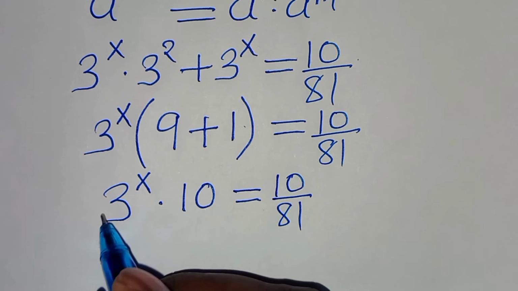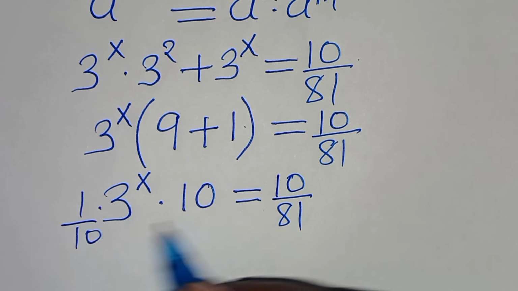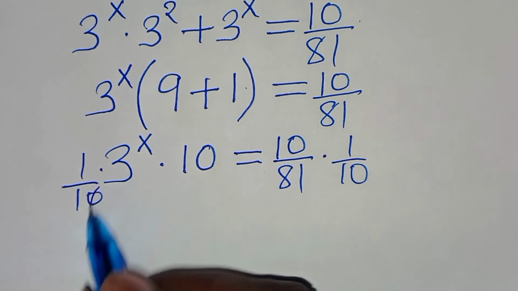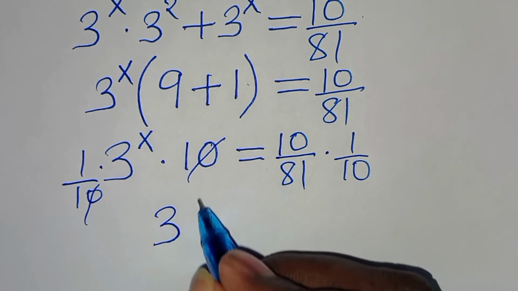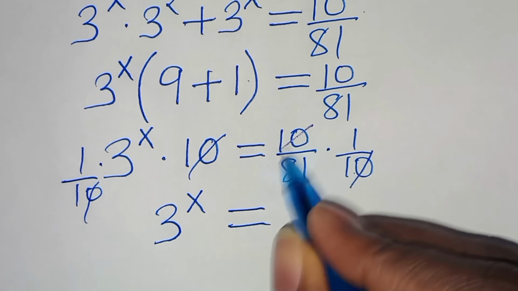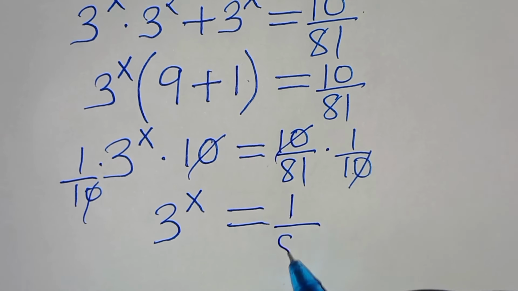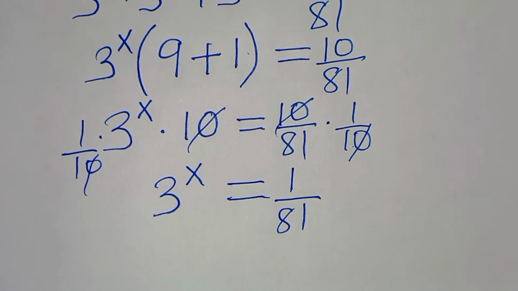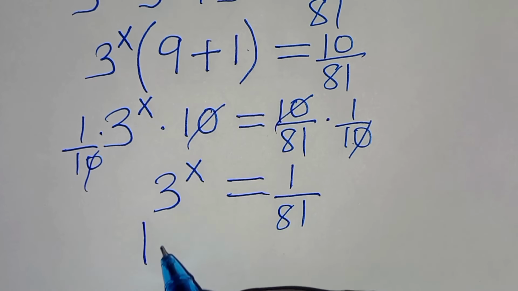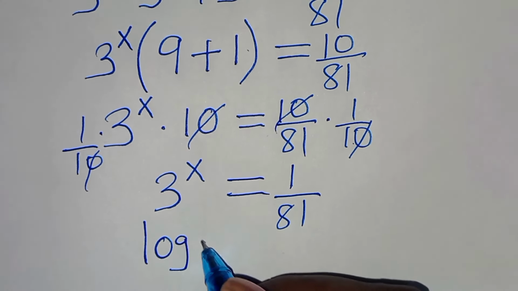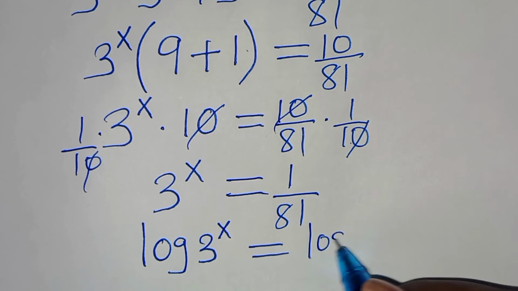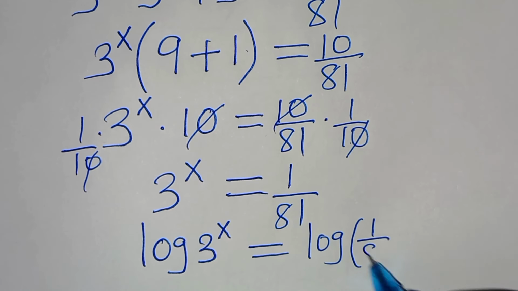So let's multiply both sides by 1 over 10. Let's simplify here. So we have 3 to the power of x. This is equal to, now here 10 and 10 simplify, so we have 1 over 81. To solve for x here, we introduce logarithm on both sides, so that we have log 3 to the power of x. This is equal to log 1 over 81.